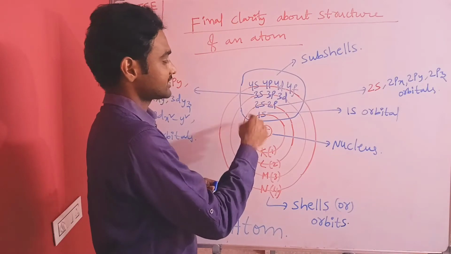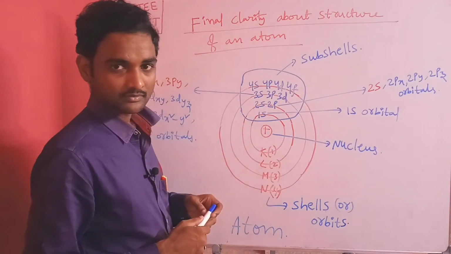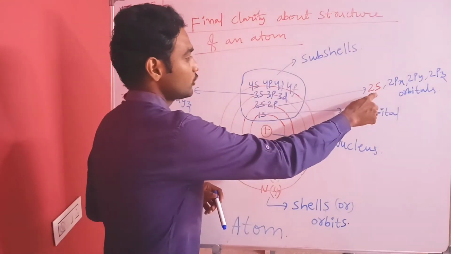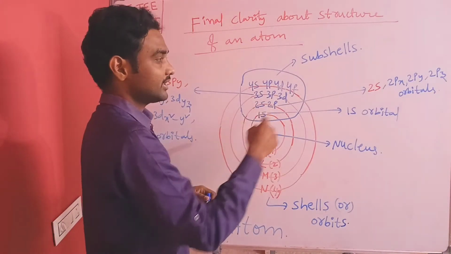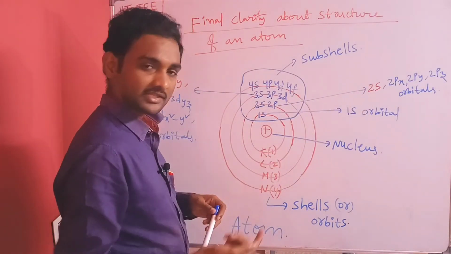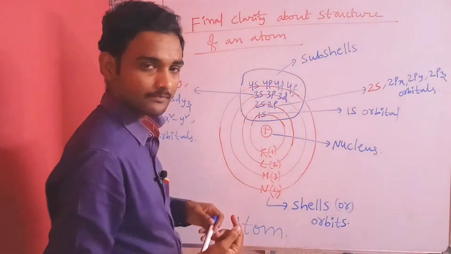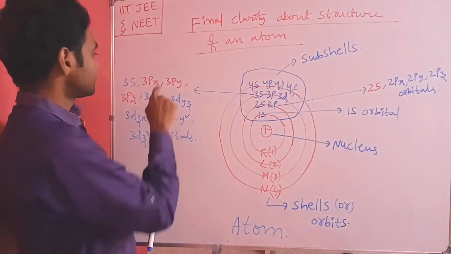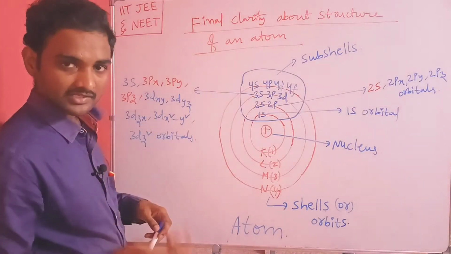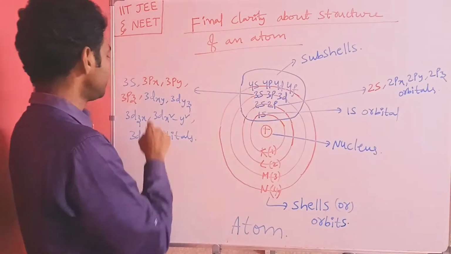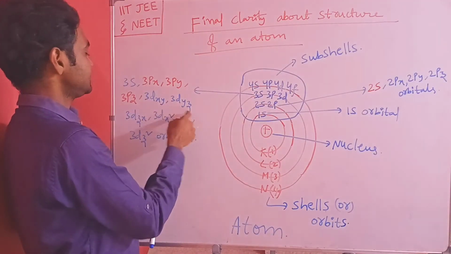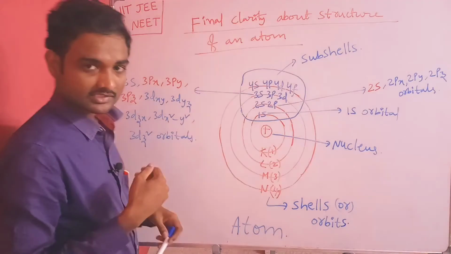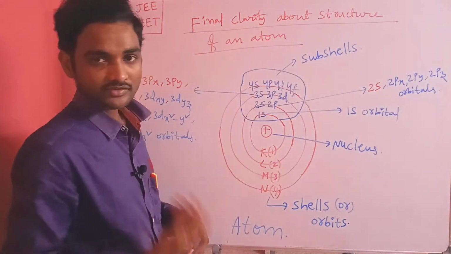In 1s subshell, 1s orbital exists. In 2s subshell, 2s orbital exists. In 2p subshell, 2px, 2py, 2pz orbitals exist. In 3s subshell, 3s orbital exists. In 3p subshell, 3px, 3py, 3pz orbitals exist. In 3d subshell, 3dxy, 3dyz, 3dzx, 3dx²-y², 3dz² orbitals exist. Like that in the fourth shell also.